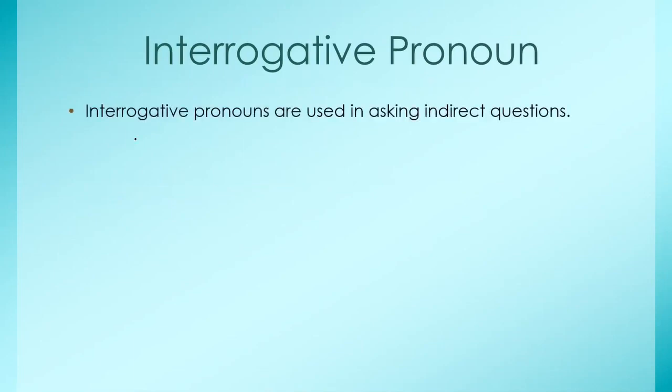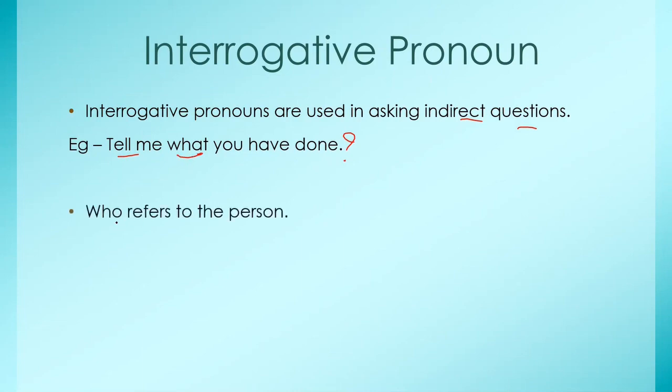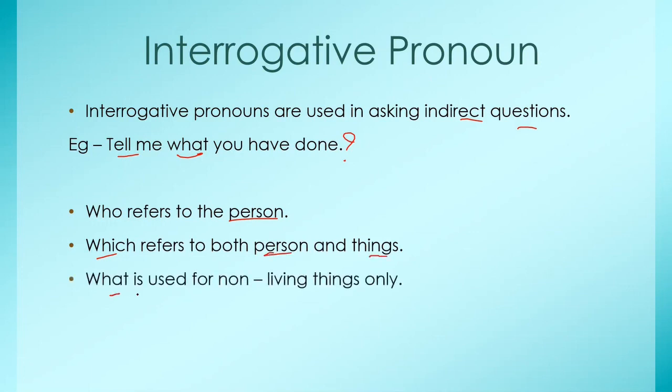Interrogative pronoun. Interrogative pronouns are used in asking indirect questions. Example, tell me what you have done. So this is a question, and here, what is an interrogative pronoun. Who is an interrogative pronoun, and it refers to the person. Which is also an interrogative pronoun, and it refers to person or thing. What refers to non-living things only.